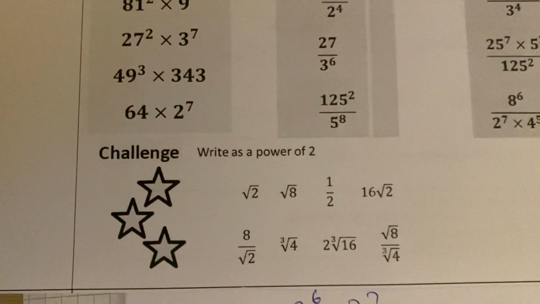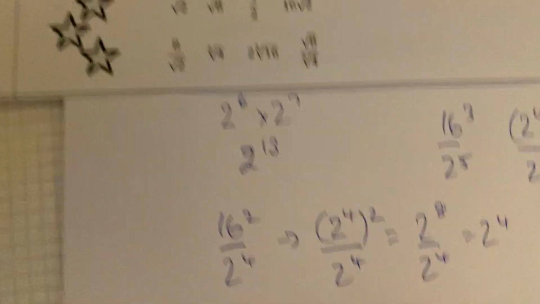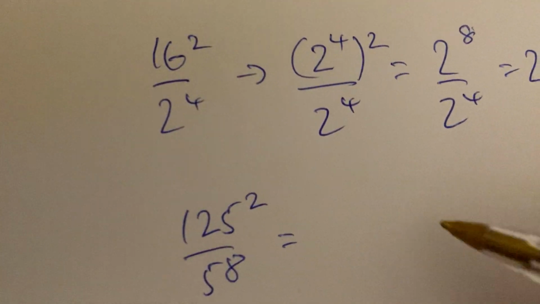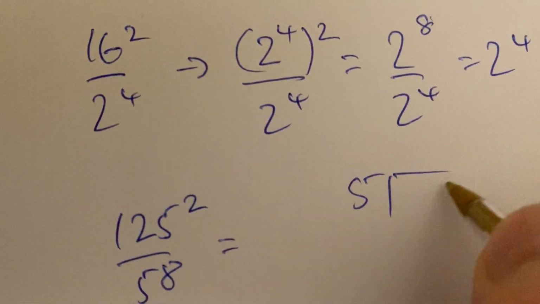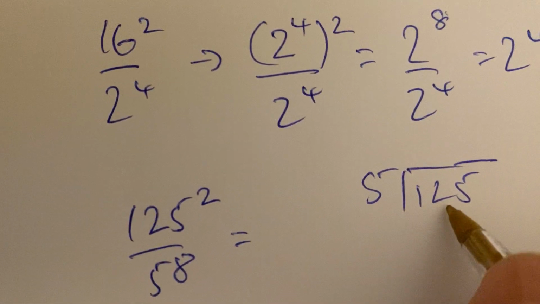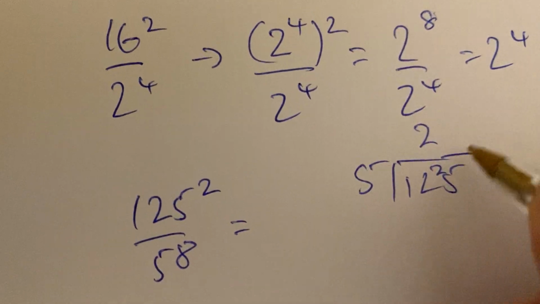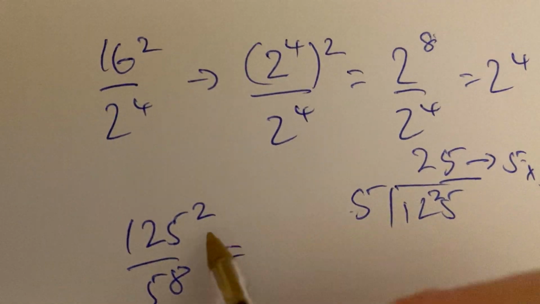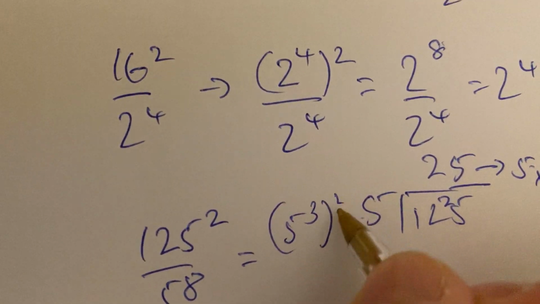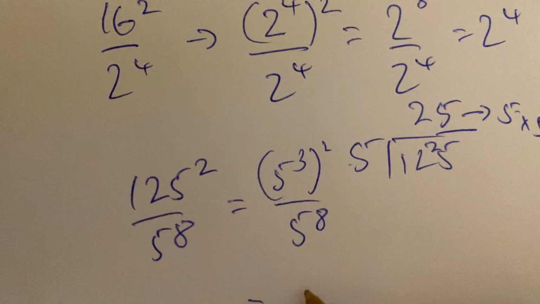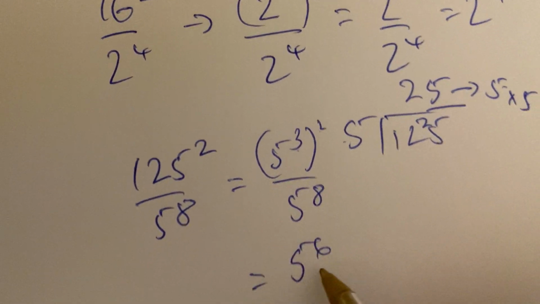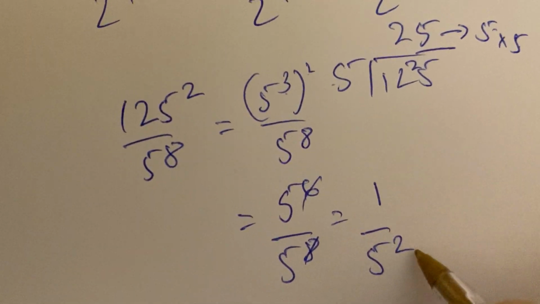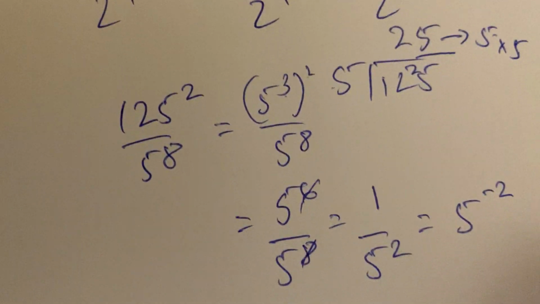And then you've got 125 squared over 5 to the 8. 125 squared. Okay, I can see 5's got to be in here. So let's go 5's into 125. Okay, so it goes twice there, remainder 2, 5, and there are 5 5's there. So I've got 1, 2, 3. So that's 5 to the 3, all squared, over 5 to the 8. 3 sets of 2 is 6. And therefore that cancels down, so it's going to be 1 over 5 to the 2, which you can write as 5 to the minus 2.